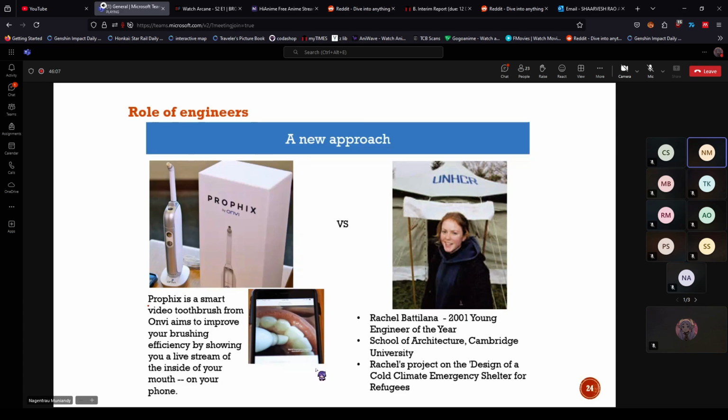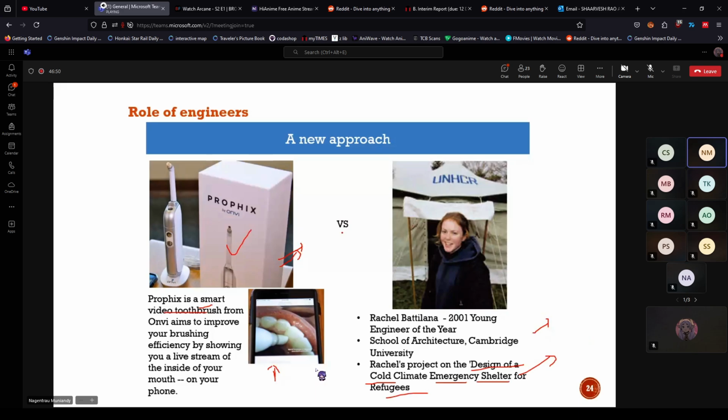See, there is what we call an inventor: a smart video toothbrush. This is a very good technology. But again, this is what I mentioned just now, the pride and greatness versus what is actually needed and how to address sustainability. You can see there's a student, a young engineer, Rachel Batilana, who came up with a project design of a cold climate emergency shelter for refugees. This is clearly addressing the sustainable development goals for people, social.